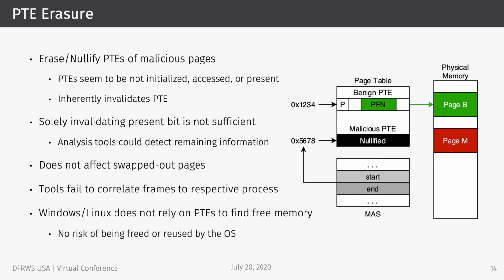Besides remapping a page table entry, we could also entirely erase or nullify them. Then, these entries appear like they have not been initialized or accessed yet, or are simply not present at the time. Note that solely invalidating the present flag of a page table entry is not sufficient, however, for hiding the malicious memory, as an analysis tool could still detect the remaining information and try to rebuild the entry. So in summary, PTE erasure prevents tools from establishing a correct correlation between a frame and its corresponding process.